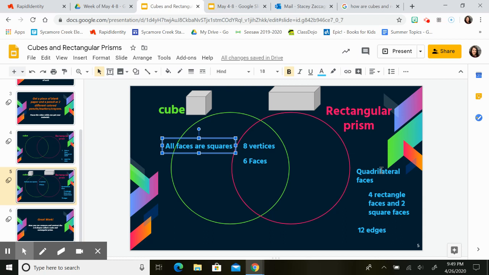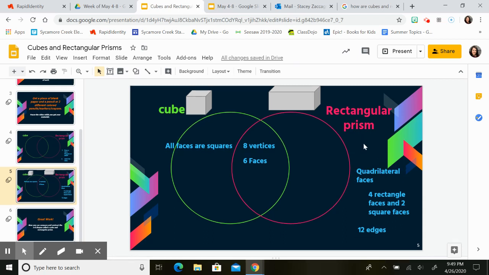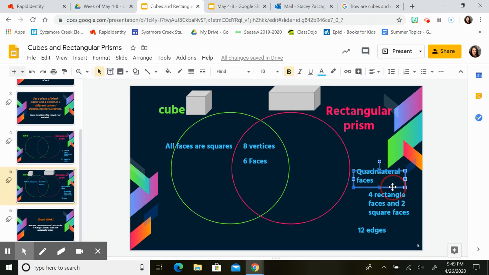Okay, what about quadrilateral faces? Well, I remember from our lessons previously with some other teachers that quadrilateral means any 4-sided shape. And on my cube, all the faces are squares. Well, those are all quadrilaterals. On my rectangular prism, I have squares and rectangle faces, and those are still all quadrilaterals. So this one is also in the middle to describe both. Oops, let me slide that down.